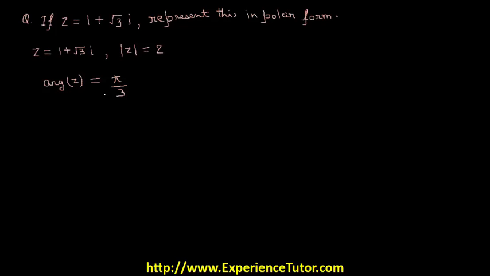Therefore, the polar form will be z is equal to 2 cos pi by 3 plus i sin pi by 3, where 2 is r and theta is pi by 3.